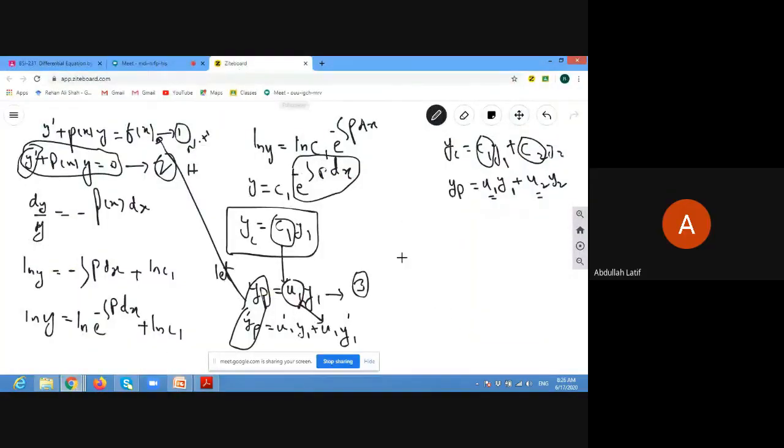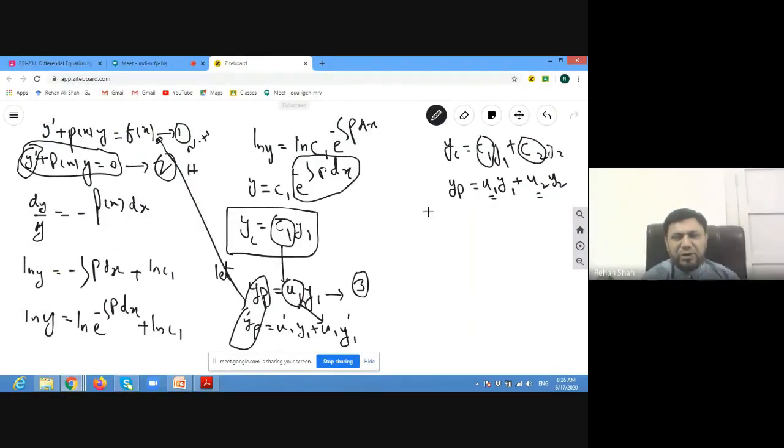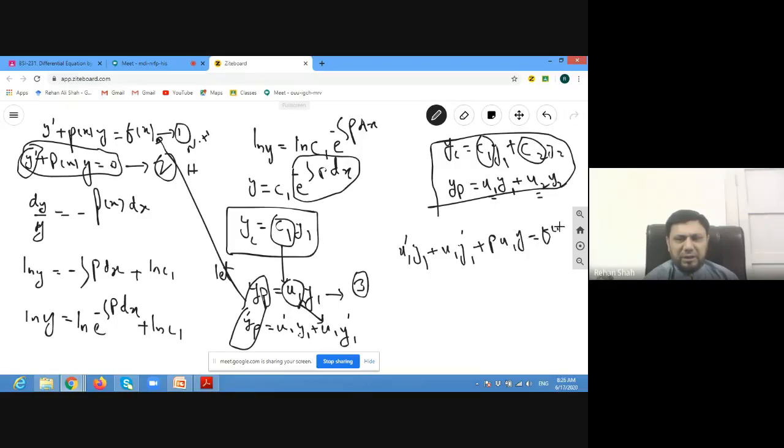Repeat the point again. Okay. So I am putting the values. What is y dash p? Put it in one. So this will become u1 dash y1 plus u1 y1 dash plus p into y. Y means u1 y1, and this is equal to f of x. Is it clear up to here?